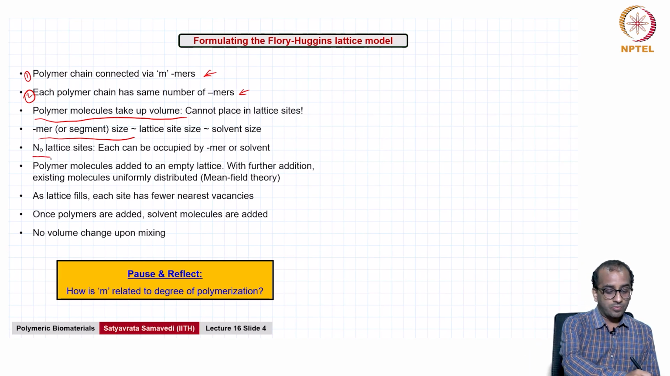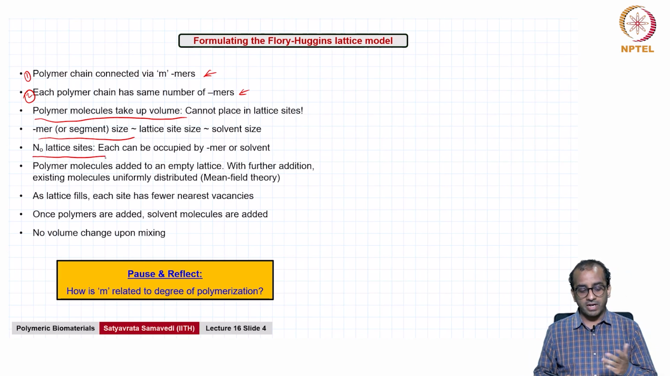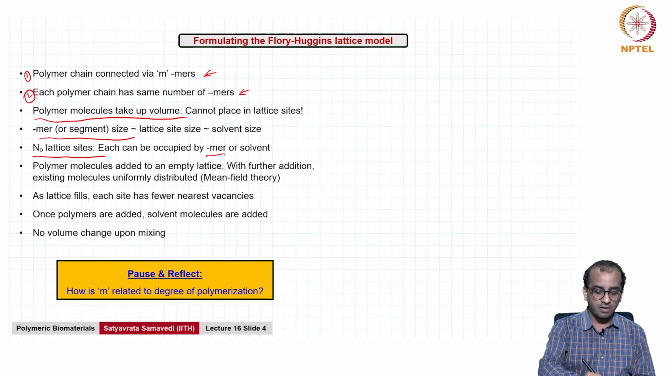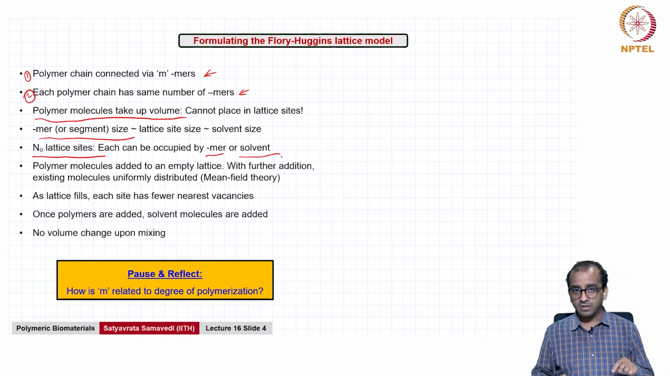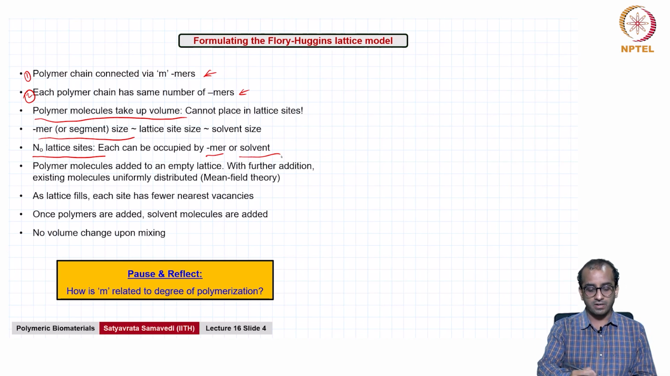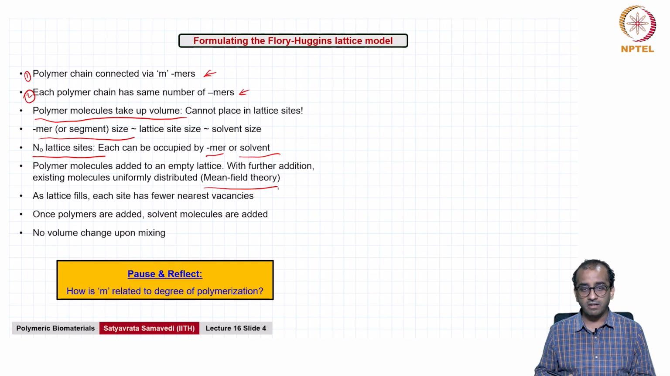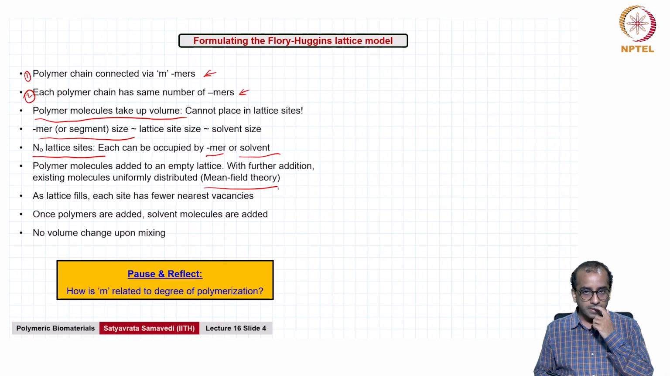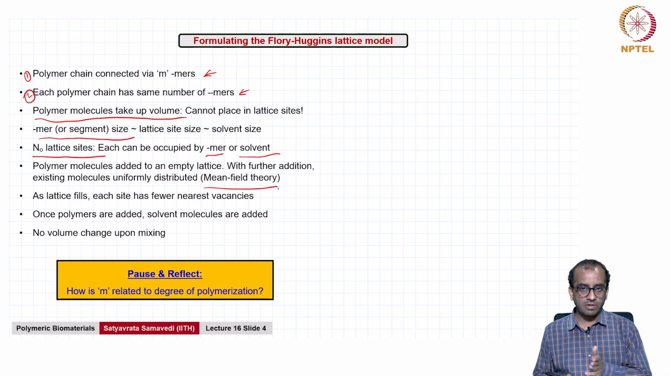And if you have n0 lattice sites, each of those lattice sites can be occupied either by a mer or a solvent, and remember the mers will be connected in a polymer, and that is another constraint that Flory-Huggins will consider. The other assumption that we are making here is that of the mean field assumption, where you have an empty lattice to begin with and you start adding the polymer molecules.